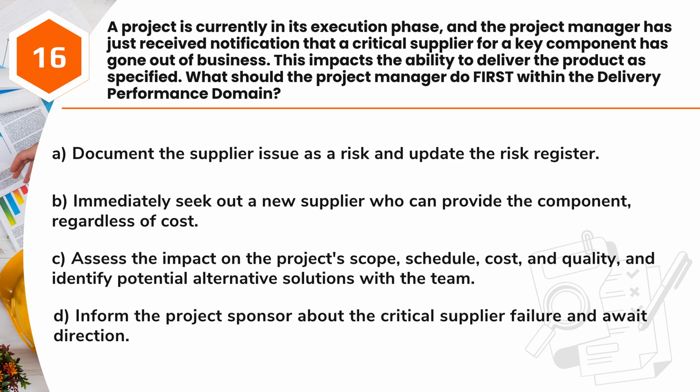A. Document the supplier issue as a risk and update the risk register. B. Immediately seek out a new supplier who can provide the component, regardless of cost. C. Assess the impact on the project's scope, schedule, cost, and quality, and identify potential alternative solutions with the team. D. Inform the project sponsor about the critical supplier failure and await direction.